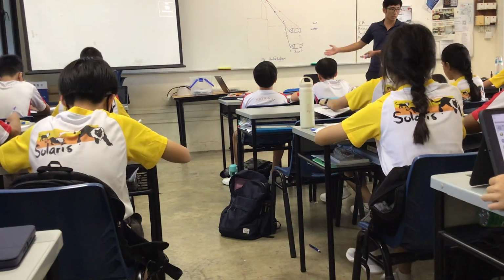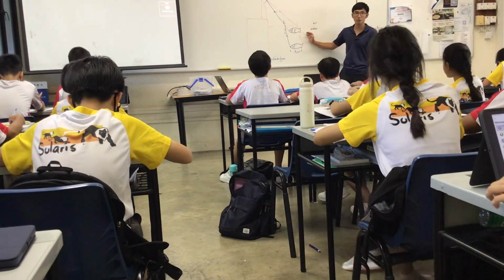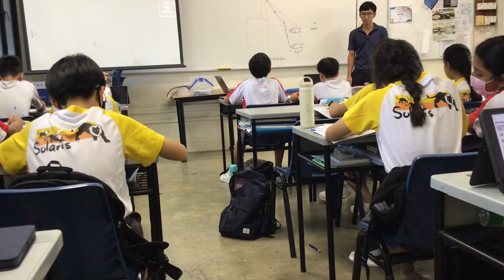Okay, try to get everyone to do this. We draw one more light ray. This light ray is to show how light travels from the tail of the fish up to the eyes.